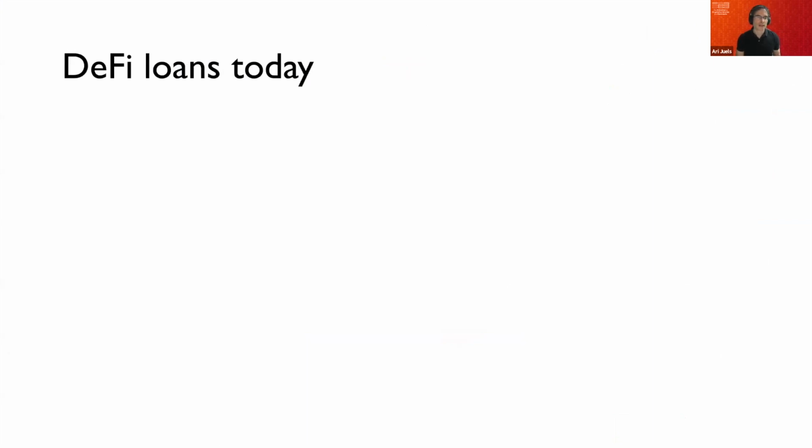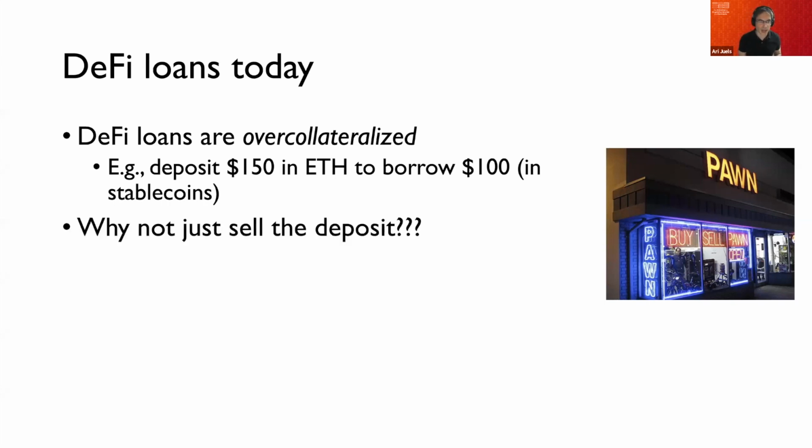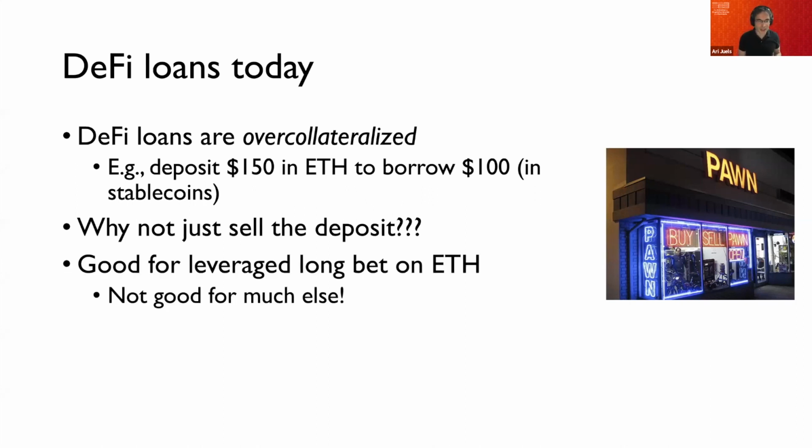Today, decentralized finance loans are typically over-collateralized. That means that to borrow a certain amount, say $100, you need to provide a smart contract with an excess of that amount in cryptocurrency. If you want to borrow, say, $100 in stablecoins, you would have to deposit $150 in ETH in a system like, say, MakerDAO. The question is, why is this useful? Why not just sell the deposit?